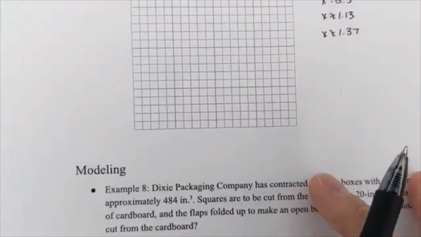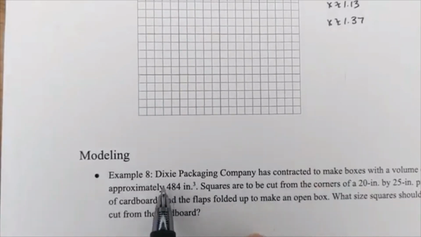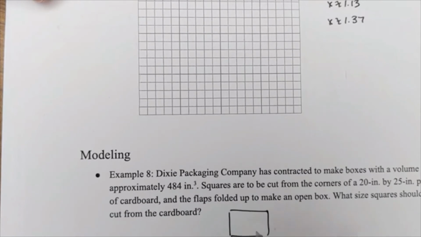All right, last one here. Dixie Packaging Company has contracted, blah, blah, blah. So you want your volume to be 484 cubic inches. You're going to cut corners out of a 20 by 25 inch piece of cardboard and the flaps folded up. What size squares? This is similar to a problem we did before.